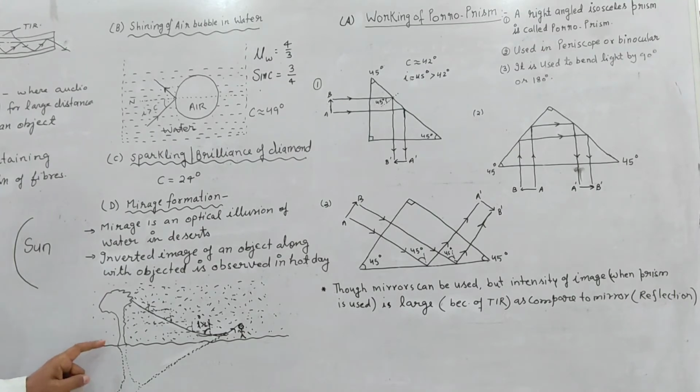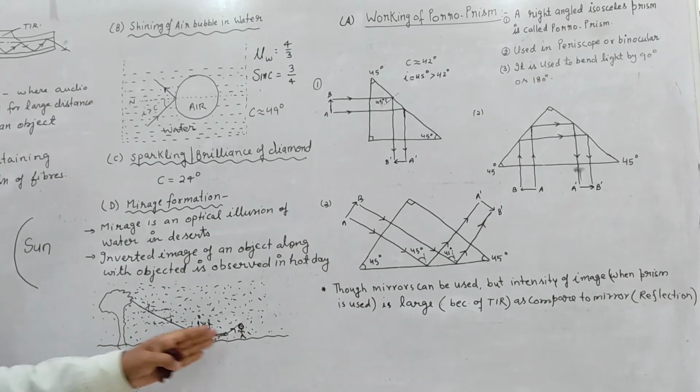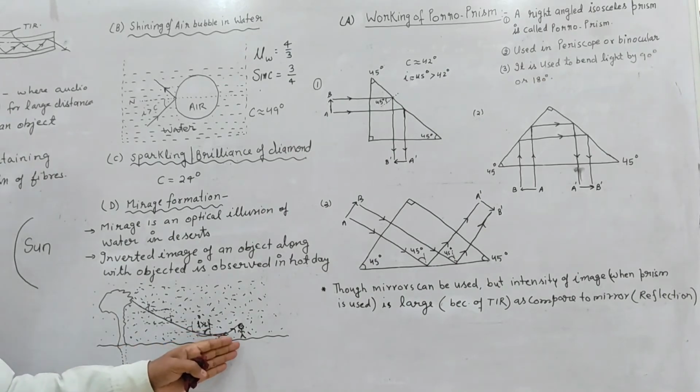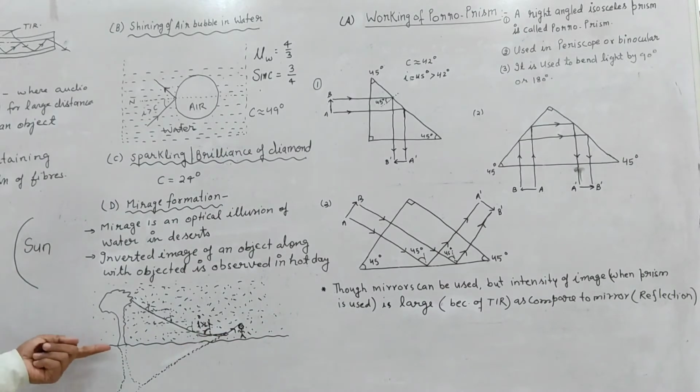So the observer is going to feel that there is water, and hence the shadow of the tree in water is visible. So he may feel a false perception of the presence of water here near the tree. So that is called mirage formation.